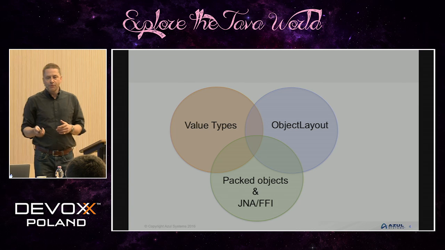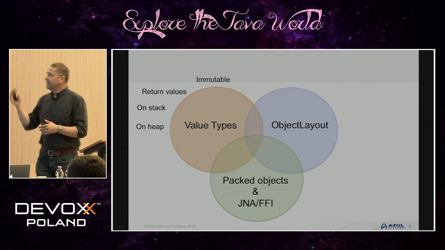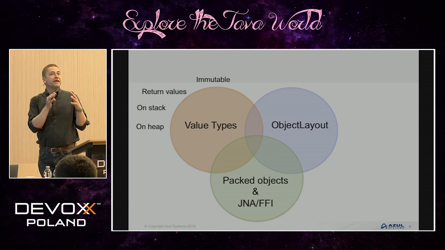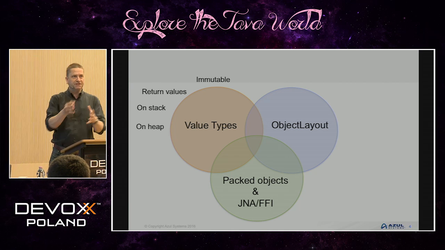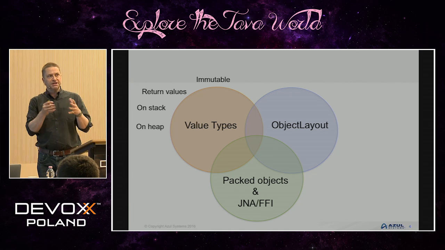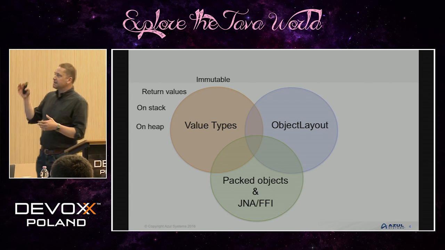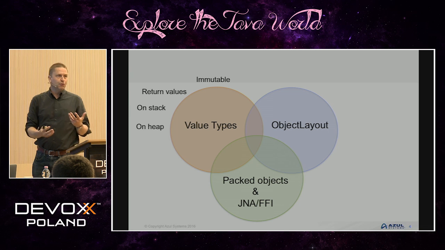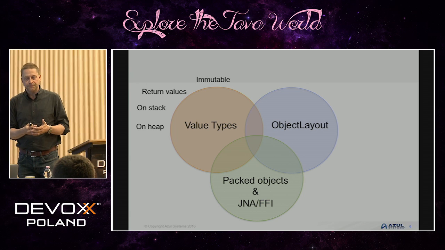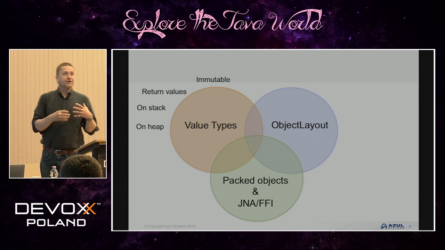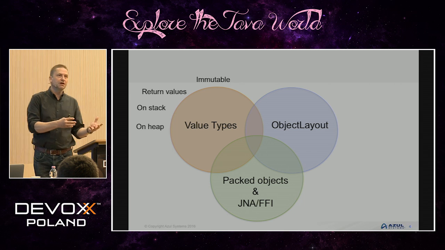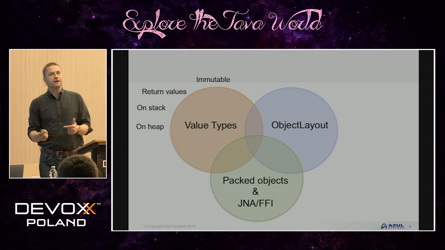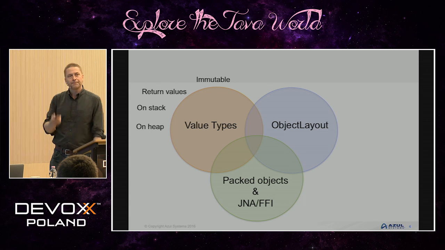So first of all, we've got value types. Now, value types are very much about immutability. So a value is a value. You can't change it, so it is immutable. It's about return values, as I said. So the idea of being able to return a tuple rather than a single value. It's about having things on the heap, but it's also about having things on the stack. So there are some differences there.